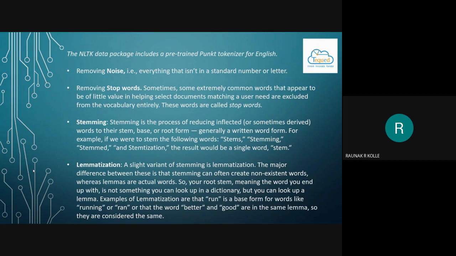Removing stop words. Sometimes some extremely common words that appear to be of little value in helping select documents that match a user's need are excluded from the vocabulary entirely. These words are called stop words. The removing of stop words will not alter the meaning of the string.